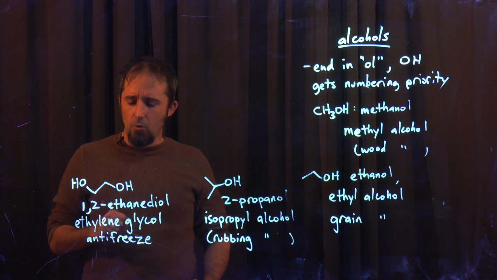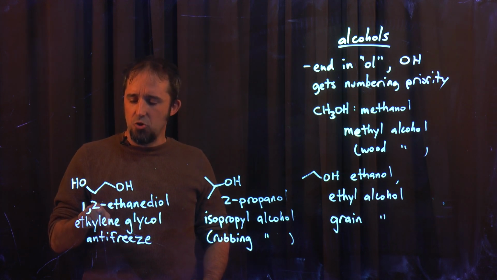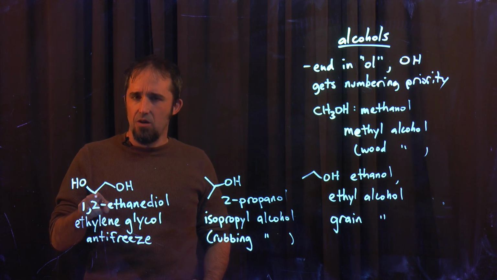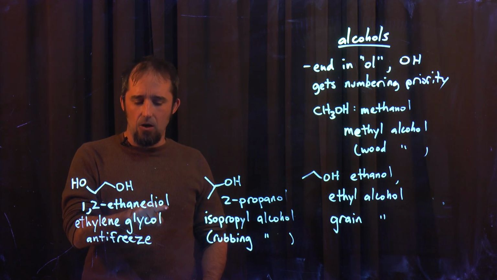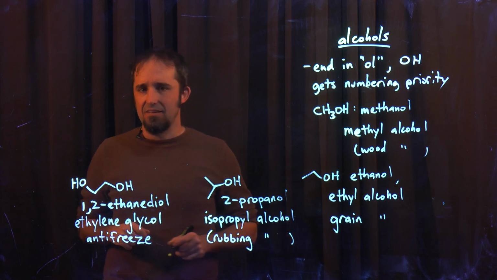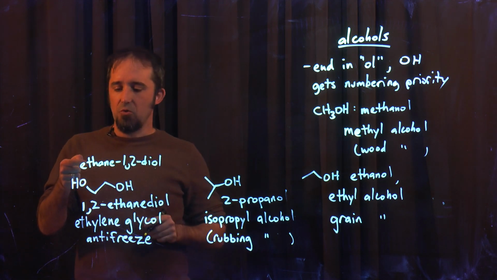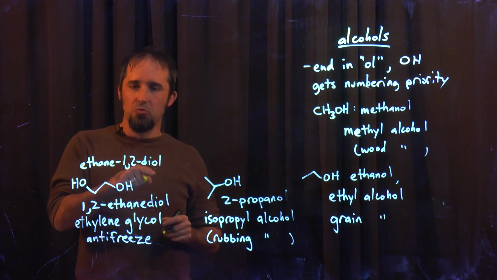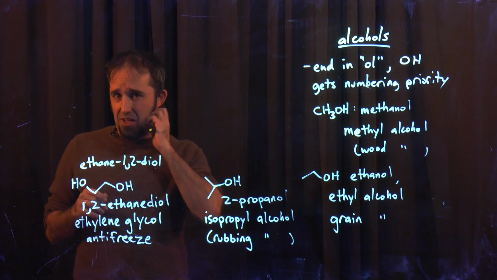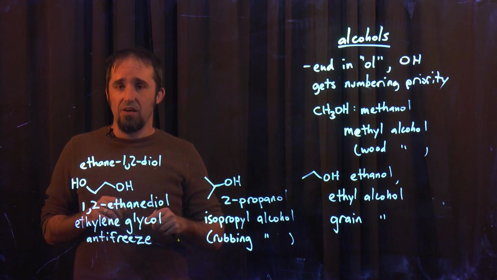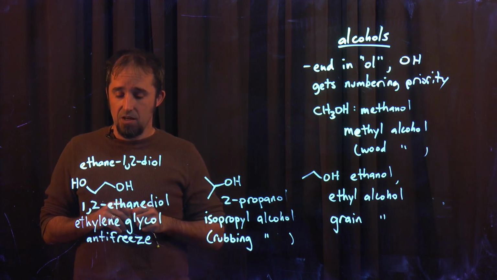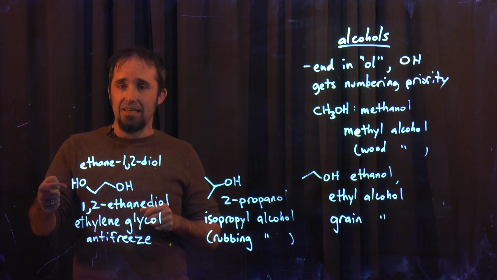If we have 2 OHs on it, it gets a little more complicated, but not much. We need to tell it 1,2 because it's on carbon 1 and carbon 2 of this 2-carbon unit. Ethane, we're going to keep this E this time because it leads into diol. So this is 1,2-ethanediol. We can also name it ethane-1,2-diol. Again, the 1,2 tells us where the OHs are. Di comes before "ol" because it tells us that there's 2 OHs there. The common name for this is ethylene glycol.